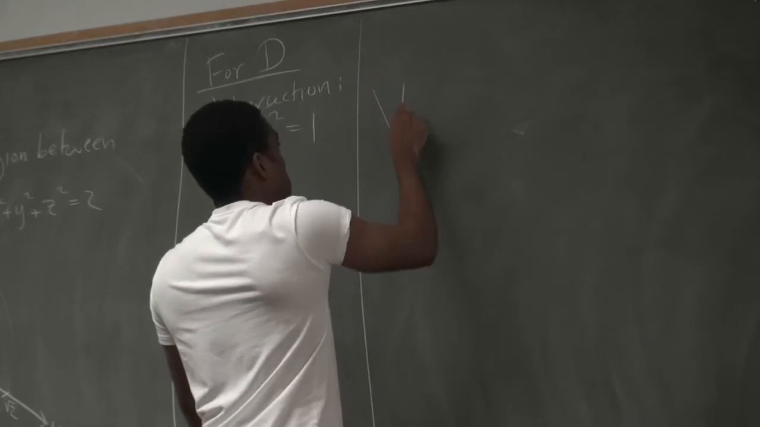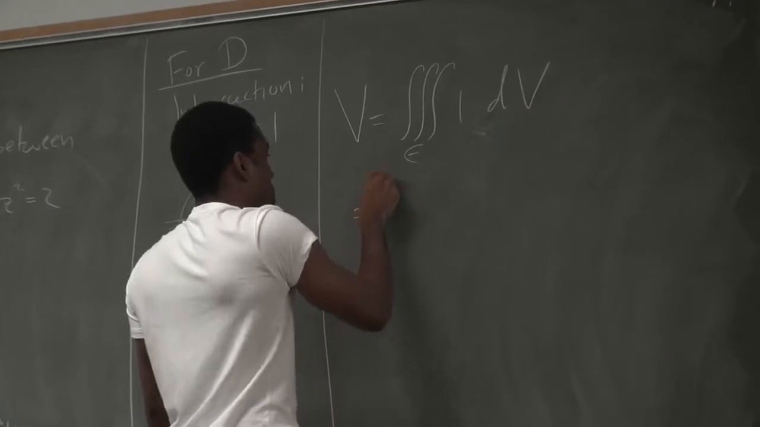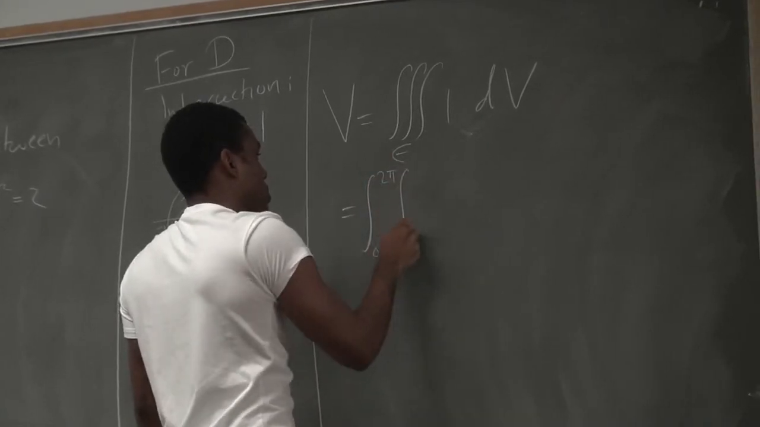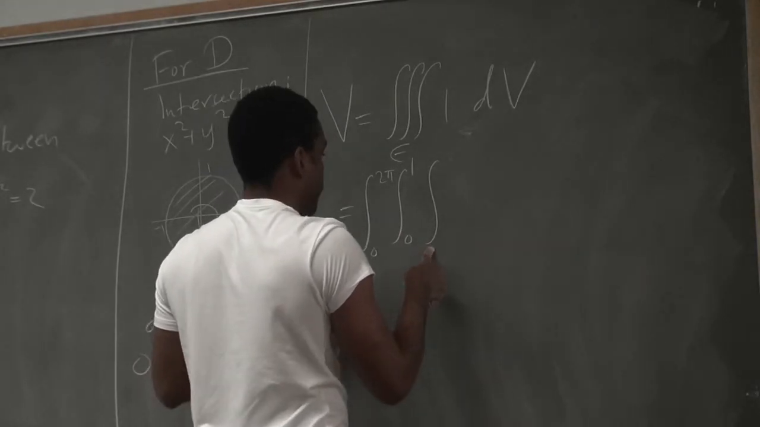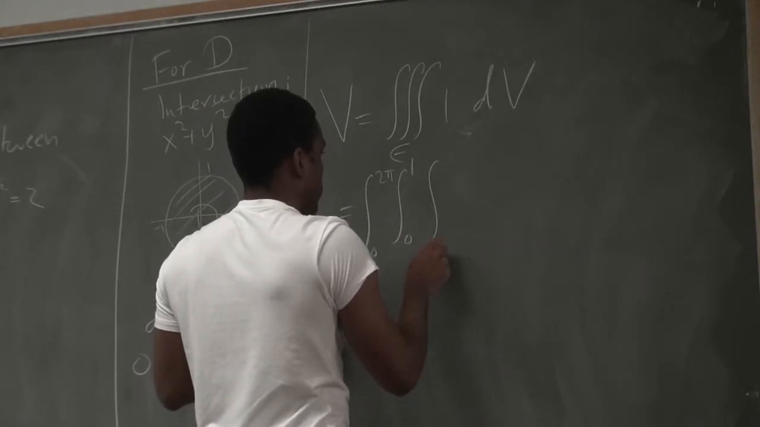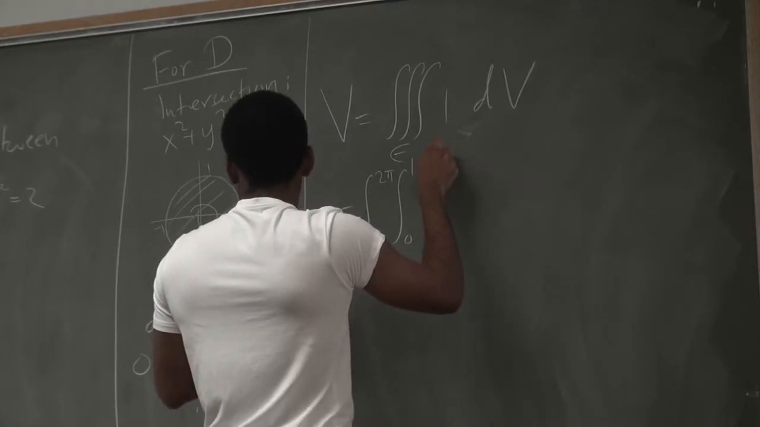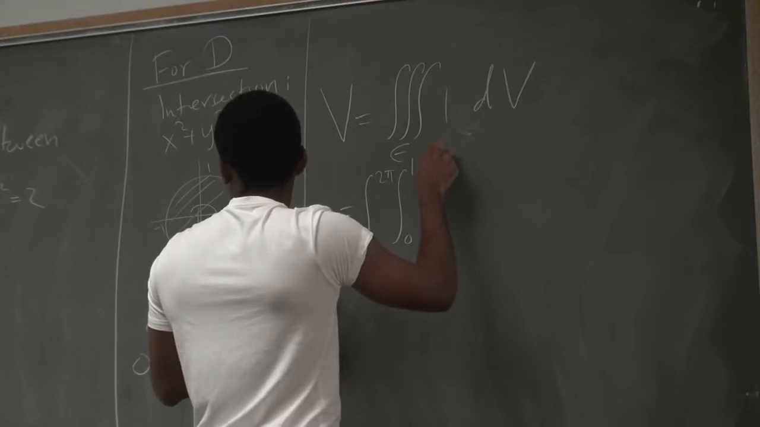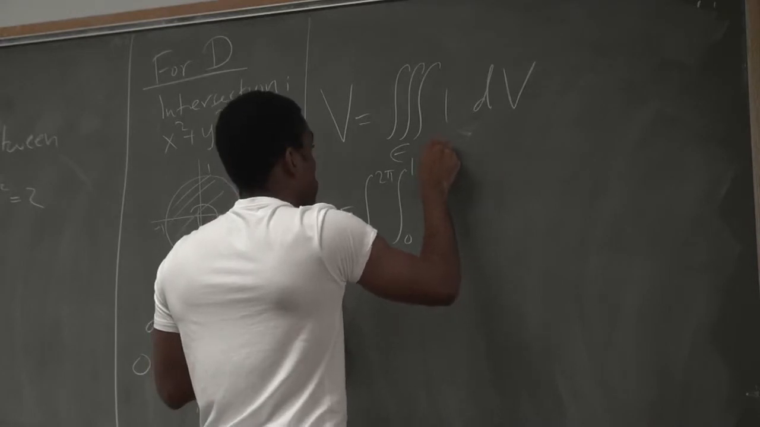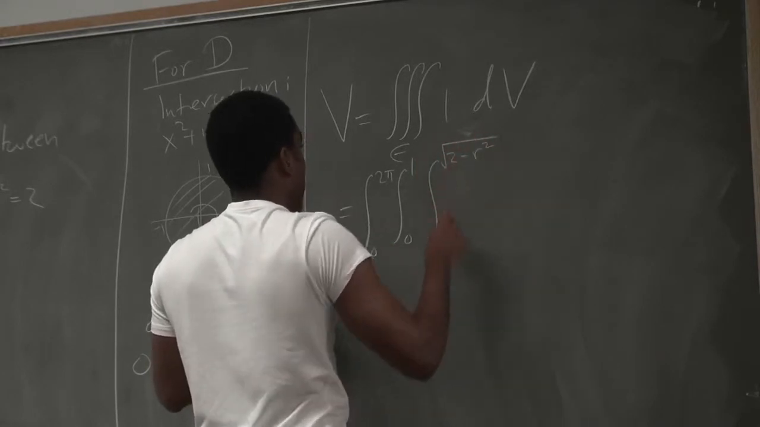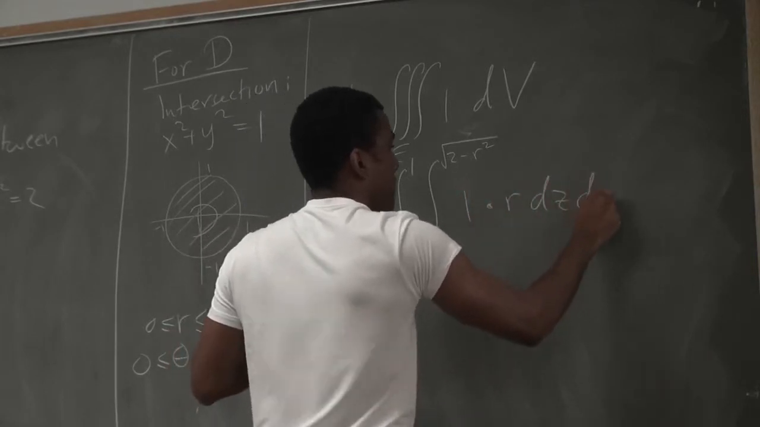So now the volume is the triple integral of 1 dV. 0 to 2 pi, 0 to 1. What's your lower limit for the z? Square root of x squared plus y squared. Yeah, r. It's r. And the top? Square root of 2 minus r squared. Okay, so it's 1 times r dz dr dθ.